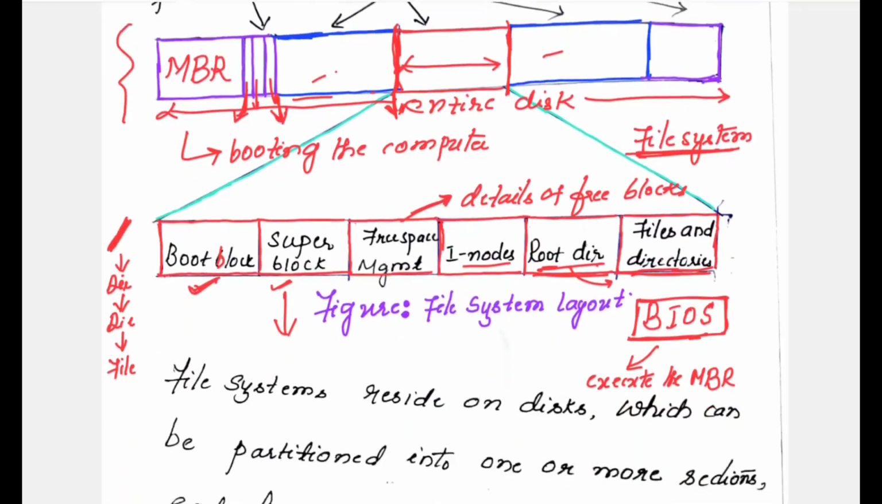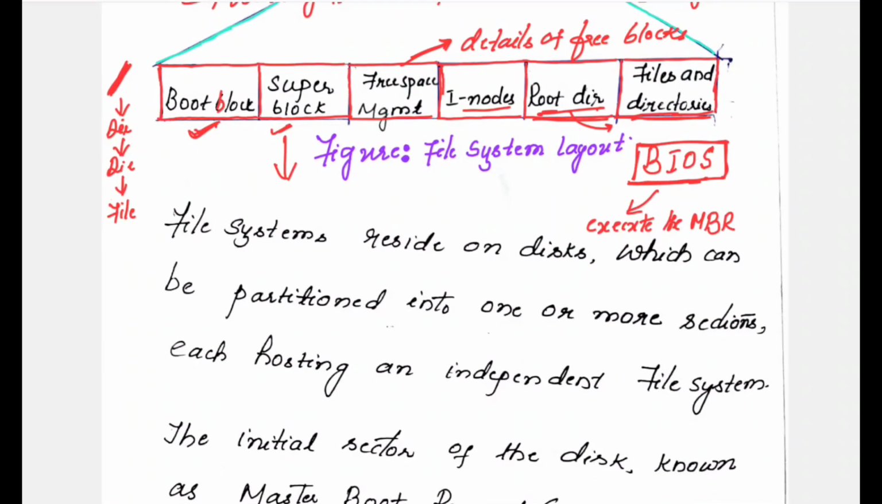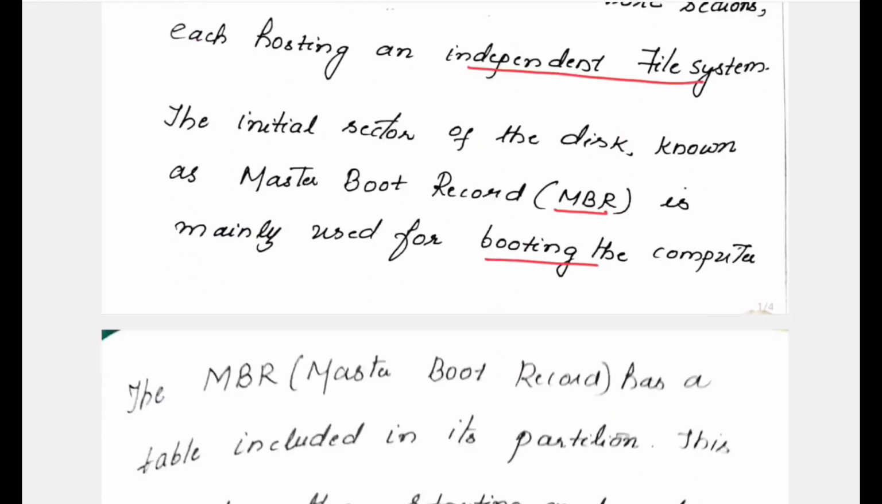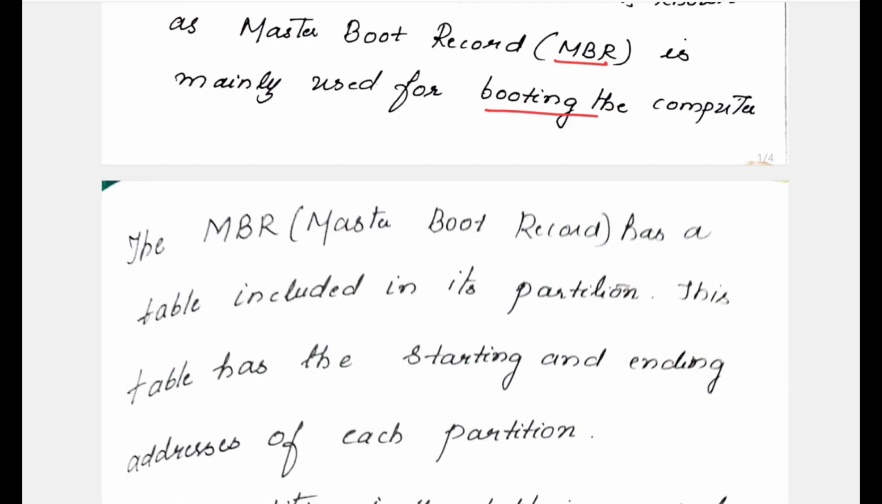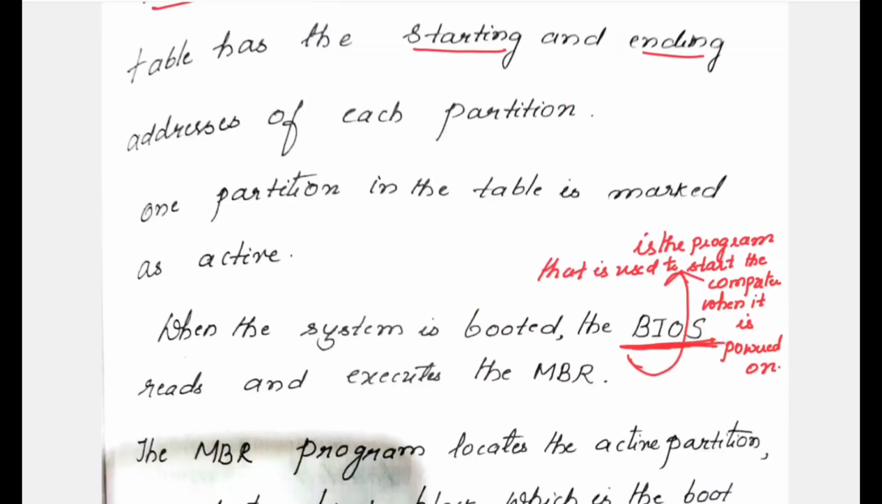In this video, I have mentioned all the points for this particular topic in the form of notes. So whatever explanation I gave just now is mentioned here also. You can see the file system resides on disks, and these disks are partitioned. Each partition will have an independent file system, and the first sector of the disk is called the master boot record, which is used for booting the computer. The master boot record will have a table. The table will store the starting and ending addresses of each partition.